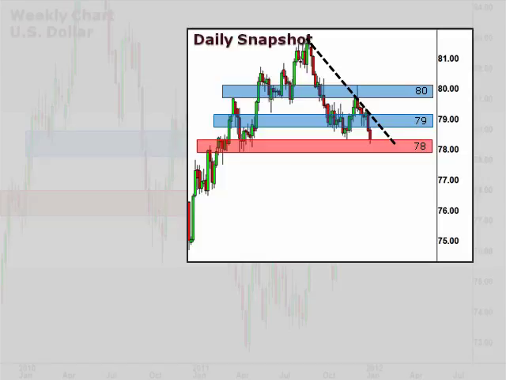Let's take a look at the daily snapshot. The trend remains to the downside, with 78 assuming the role of support this week. A break above the trend line opens the window for a tradable move to the upside towards 80.